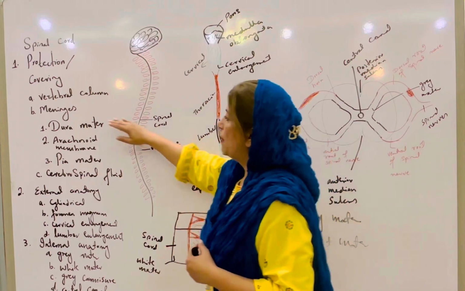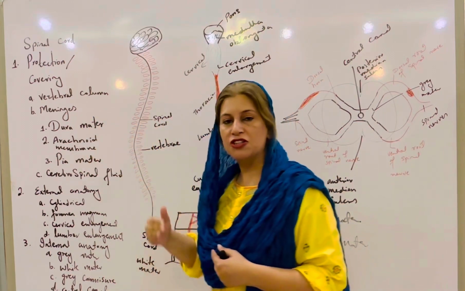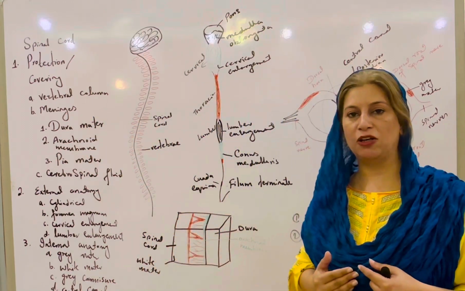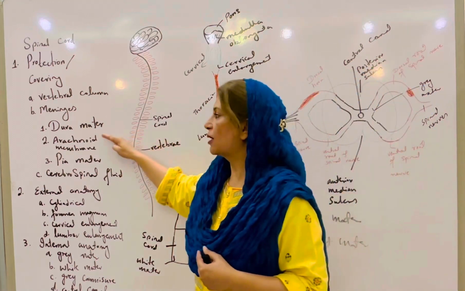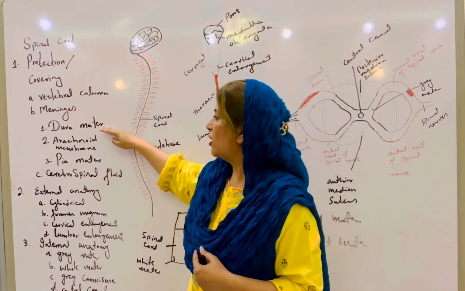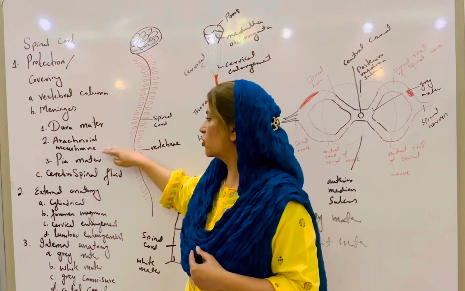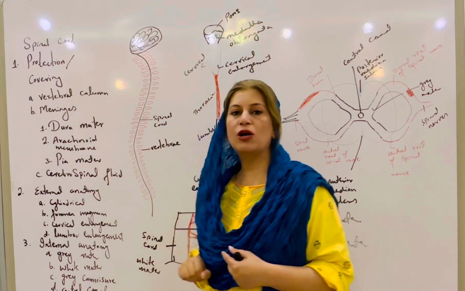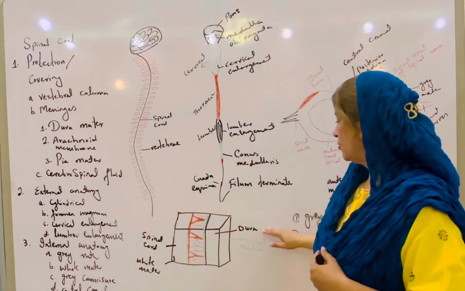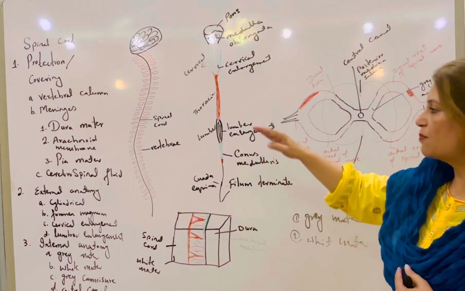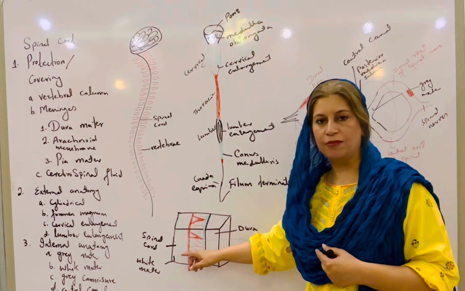Students, next is the meninges. These are the meninges, or the covering of the spinal cord. There are three layers in the meninges. Number one is the dura mater, then the arachnoid membrane, and the third one is the pia mater. Here we have shown these meninges in this diagram.